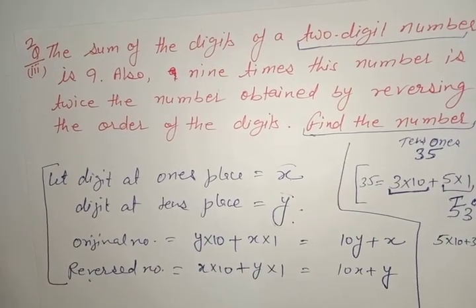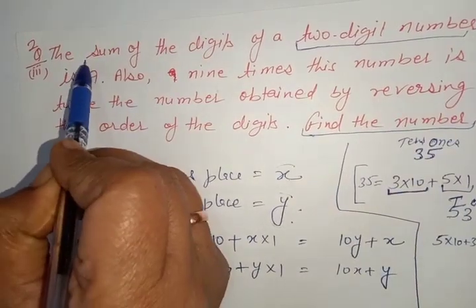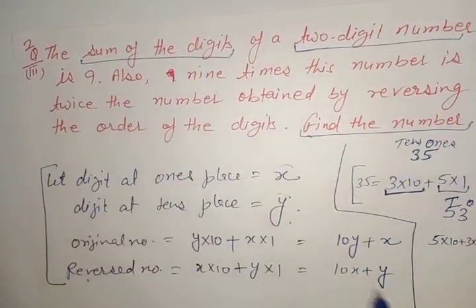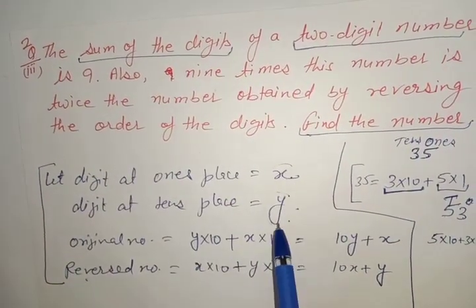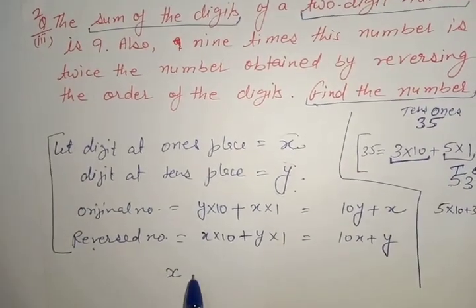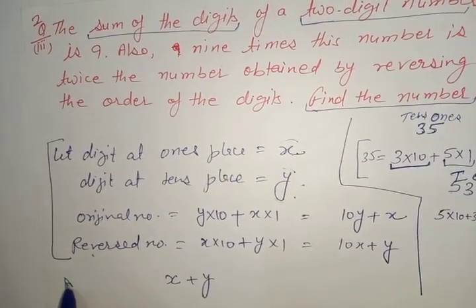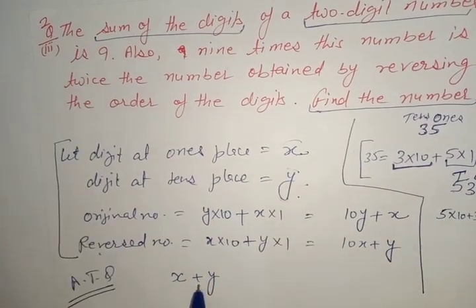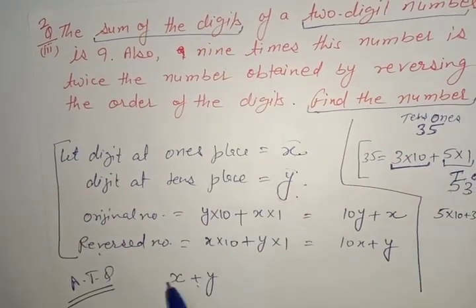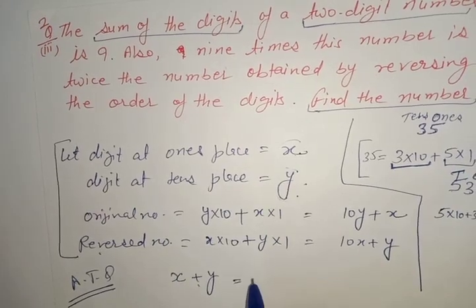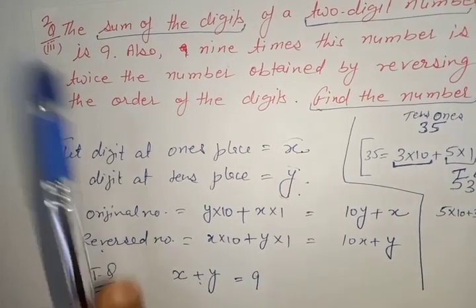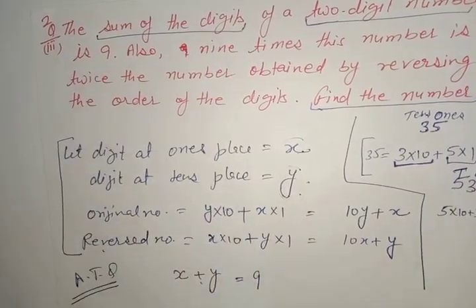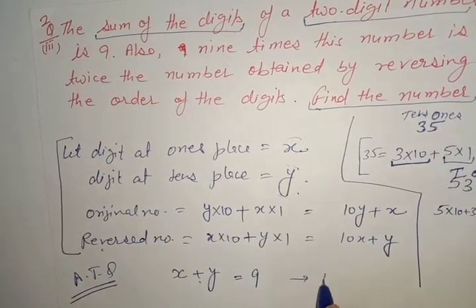Now we read the question. It is written, sum of the digits. So the digits are x and y. Sum of the digits according to the question: sum means plus, digits are x and y. Sum of the digits is means equal to 9. Sum of the digits is 9. So this is our first equation.